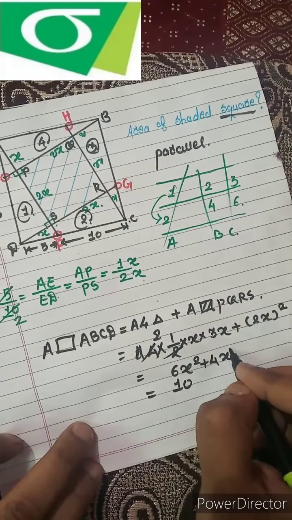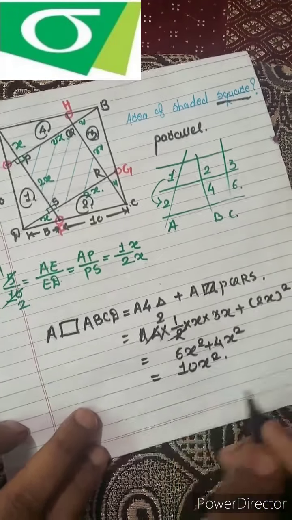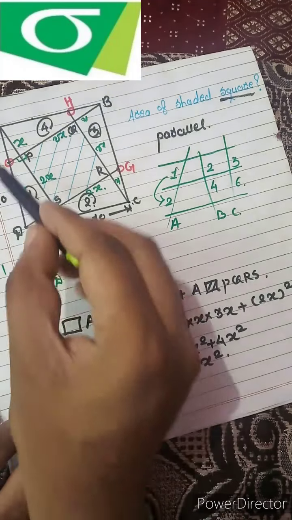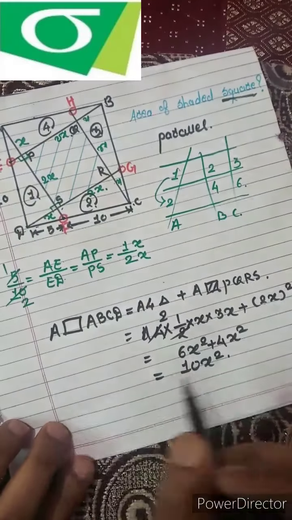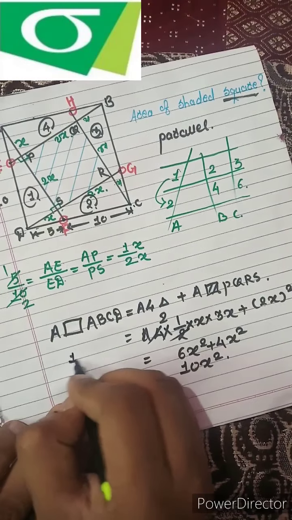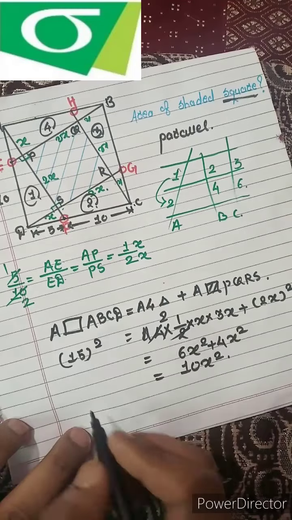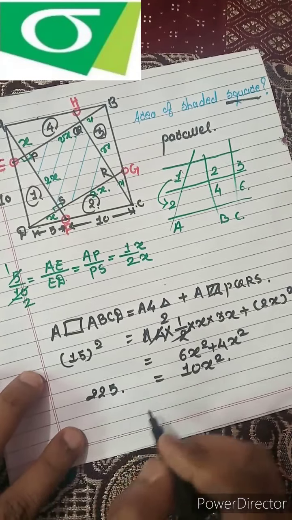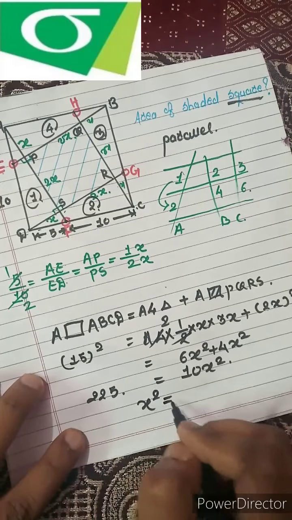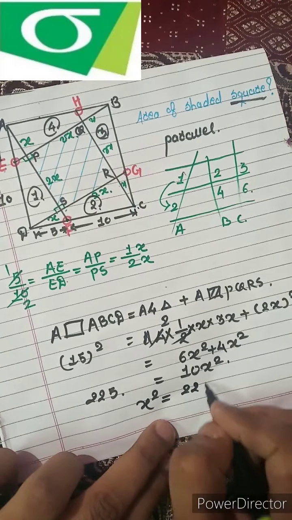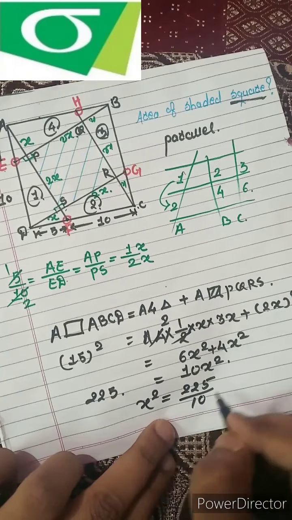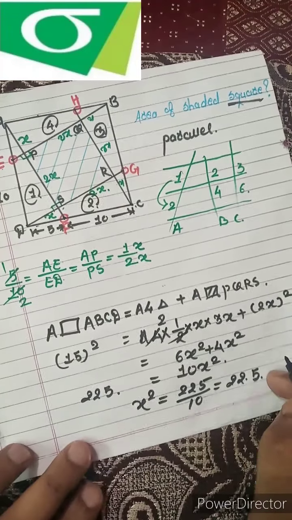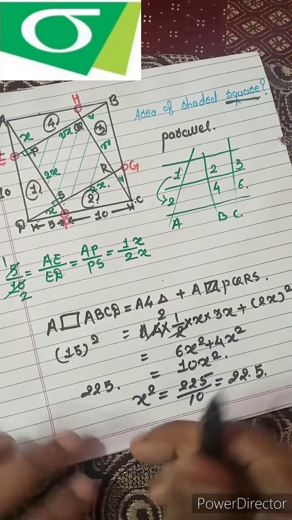Now what is the area of the square ABCD? The side squared, which is 15 squared. Now just put the value: what is the value of 15 squared? It is 225. From that we can find that x squared is equal to 225 divided by 10, which is equal to 22.5. Now what do we need to find out?